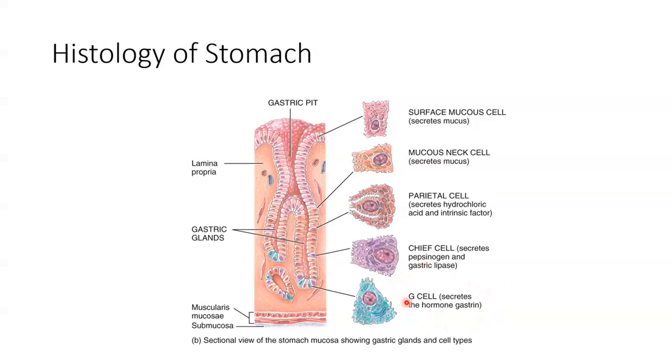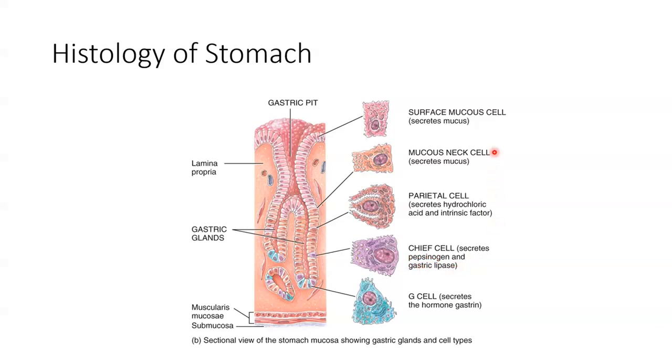This is called our G cell. So both our surface mucous cell and our mucous neck cell, which as the name suggests, secrete mucus. The main function of secreting mucus is to protect the underlying tissue of the stomach and then help combine the food all together and then move it throughout the rest of the gastrointestinal tract. Our parietal cells secrete hydrochloric acid and intrinsic factor. Intrinsic factor is needed for the absorption of B12. And then we have our chief cells, which secrete pepsinogen and gastric lipase.